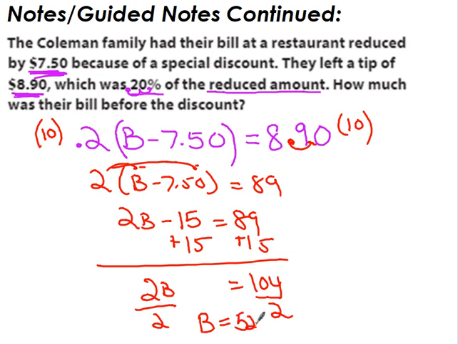So the original bill is $52. Okay. That was one way to do it. Another way is you could have just done distributive property from here and left the decimal, and that would have been totally fine. That would absolutely work. There's nothing wrong with doing that.